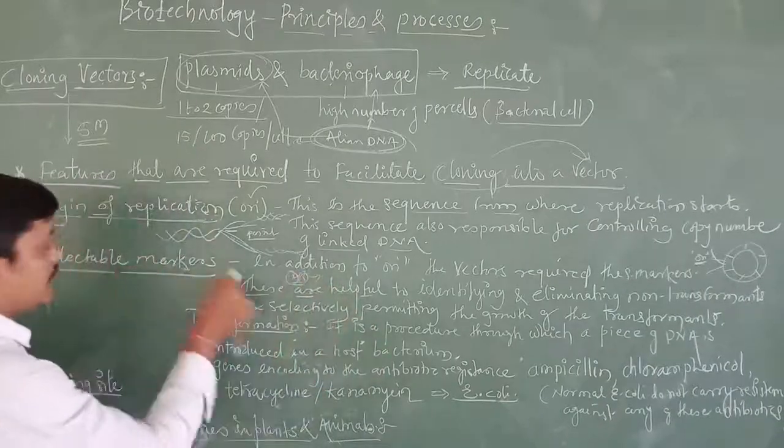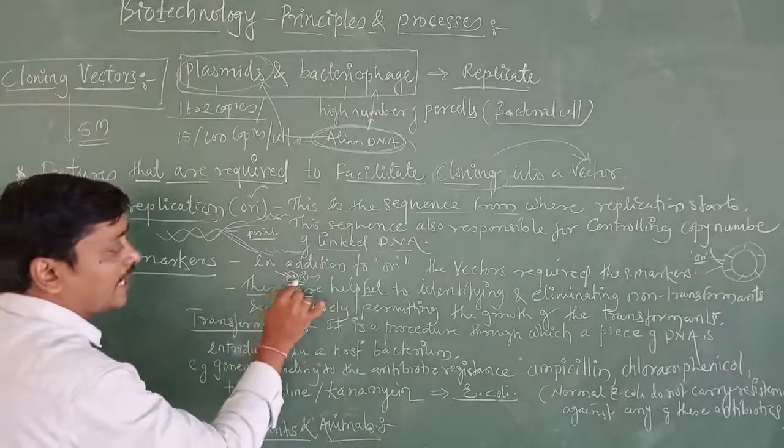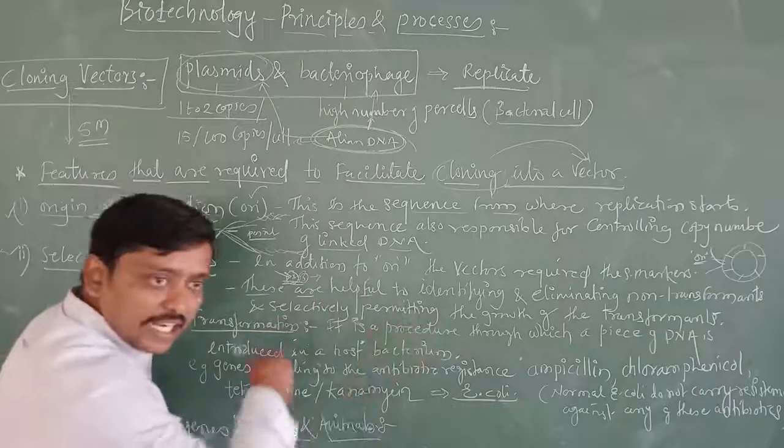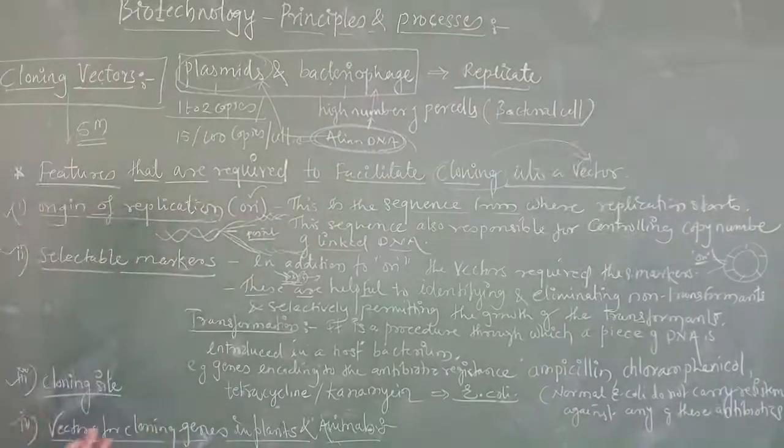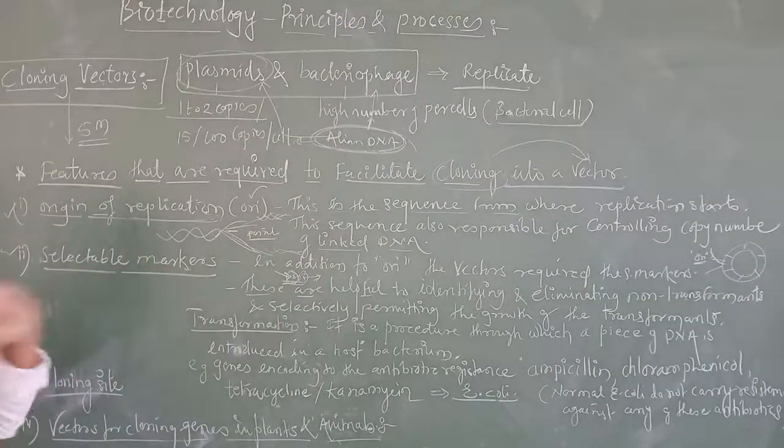If you are going to use these selectable markers, they are going to identify the A and eliminate that A, and permit B to transfer. Permit B to transfer. That is the function of selectable markers.